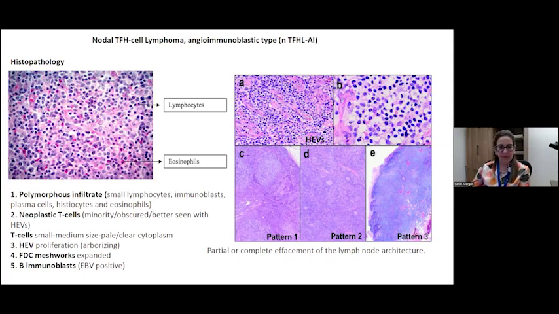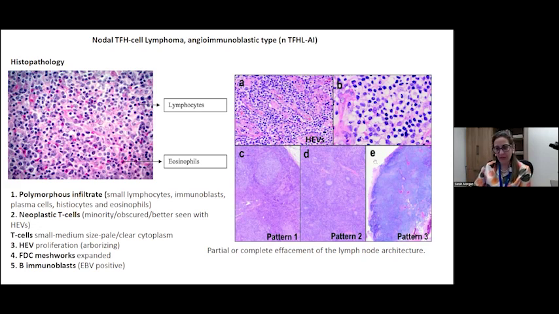And the interesting thing is that B cell immunoblasts, which are EBV positive, are a constant finding in about 60 to 80% of those cases. So the EBV positivity that I've shown is not on the T cells, it's on the B immunoblasts, because this is also an EBV-driven process.